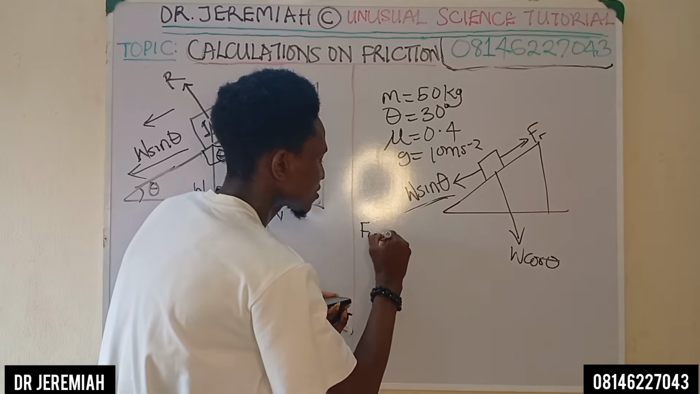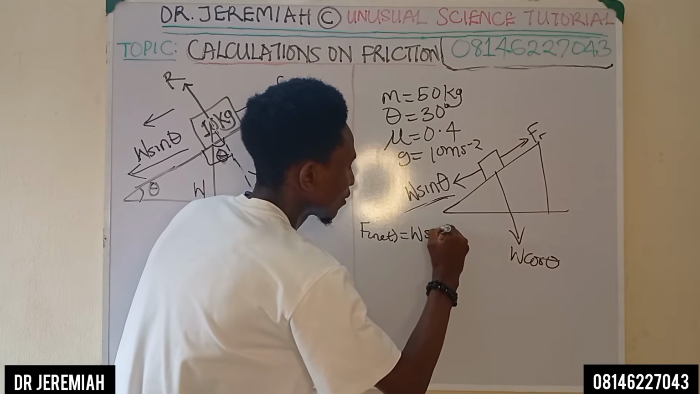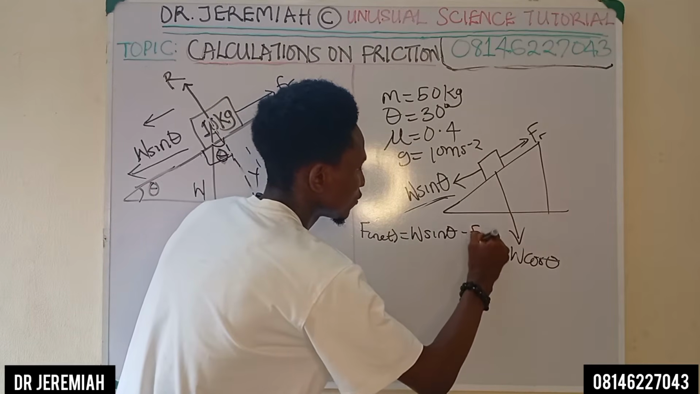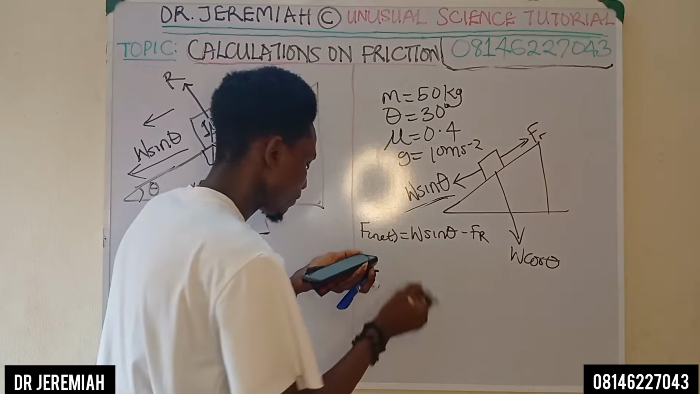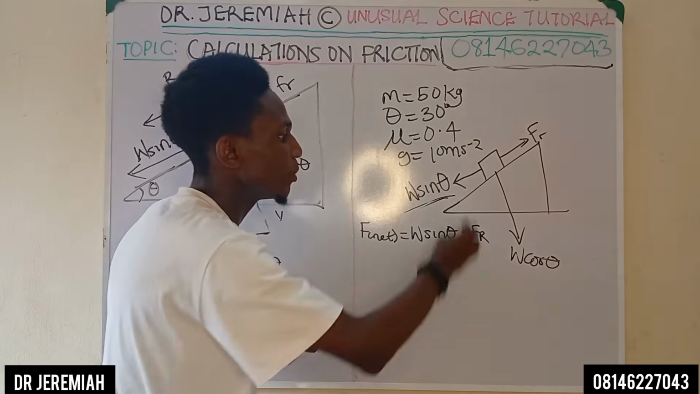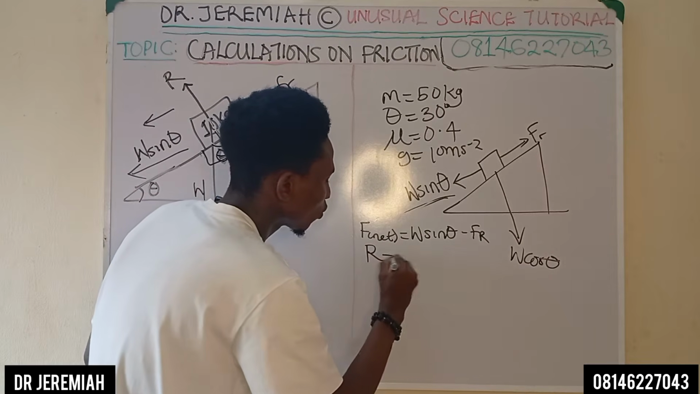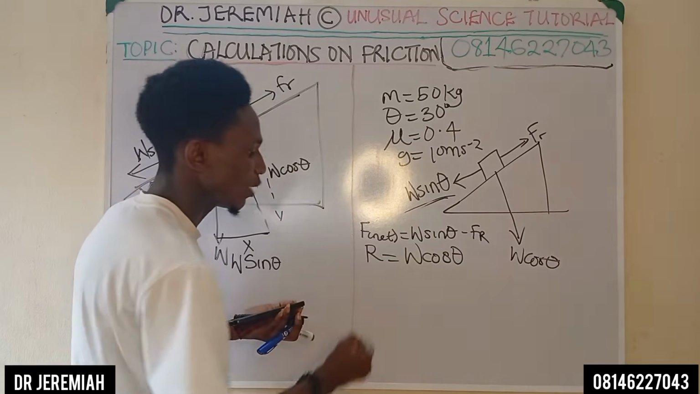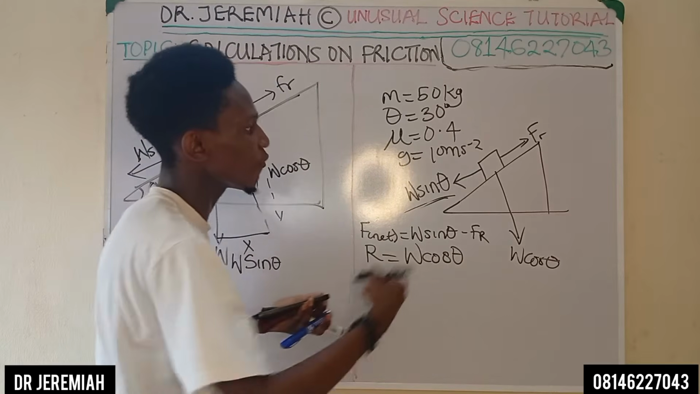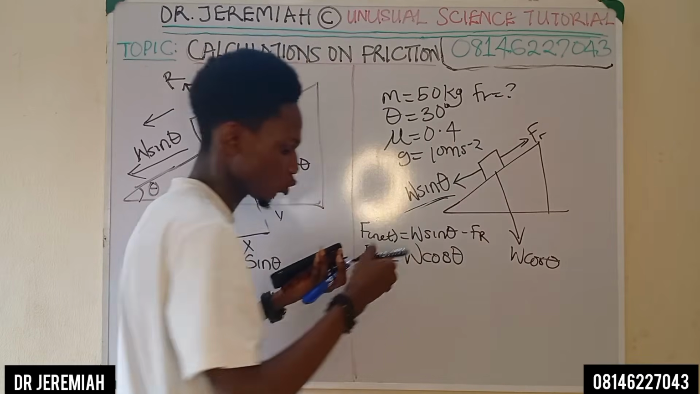We have F net equals W sine theta minus frictional force. Then what are we looking for? We're looking for frictional force. And now the resolution perpendicular to the plane is R equals W cos theta. We have already done this. And also they now say look for frictional force. Let's write it out. Frictional force.